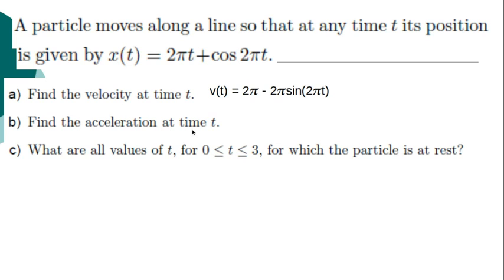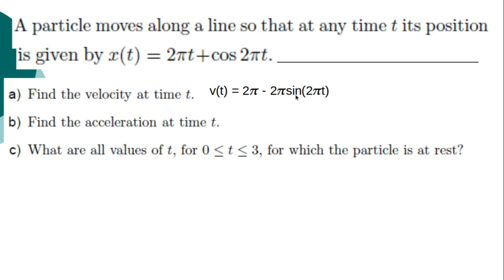Next, find the acceleration at time t. So again, the acceleration function at time t would be the derivative of velocity. So the derivative of 2 pi, which is just a constant, will be 0. Negative 2 pi is a coefficient, so we're just going to keep it out in front and then take the derivative of sine of 2 pi t.